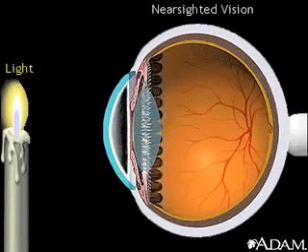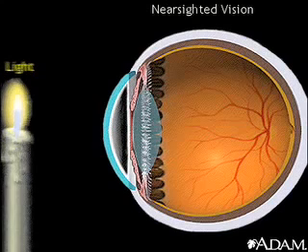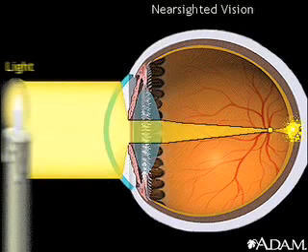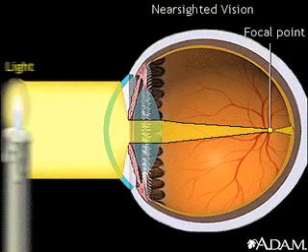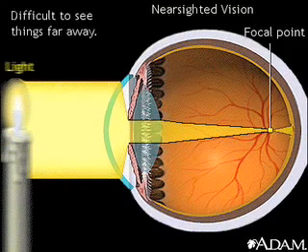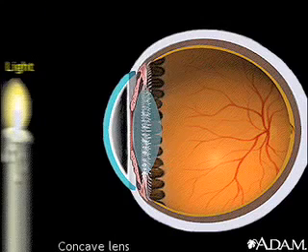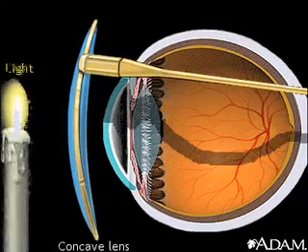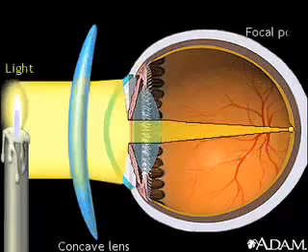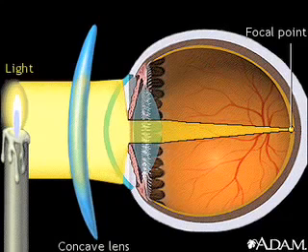Because a nearsighted eye is longer from front to back than a normal eye, light is focused in front of the retina instead of directly onto it. This makes it difficult to see things that are far away. A person with a long eye is referred to as nearsighted. Glasses with concave lenses are used to correct nearsightedness. The concave lens focuses light back onto the focal point of the retina.